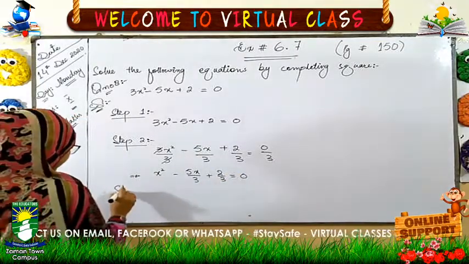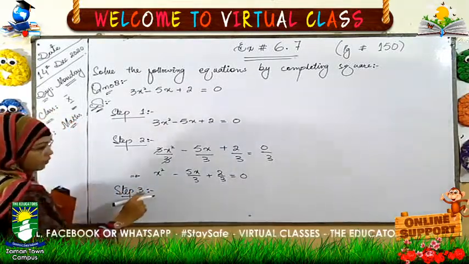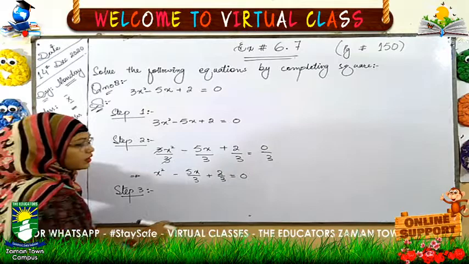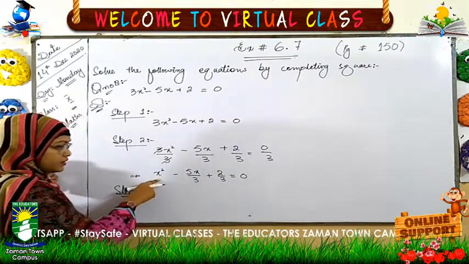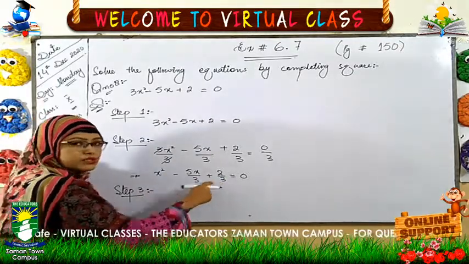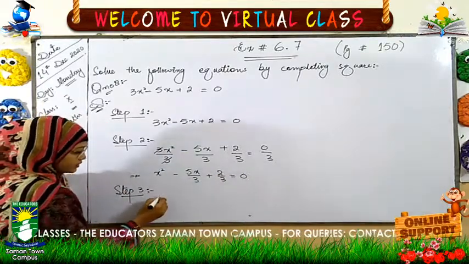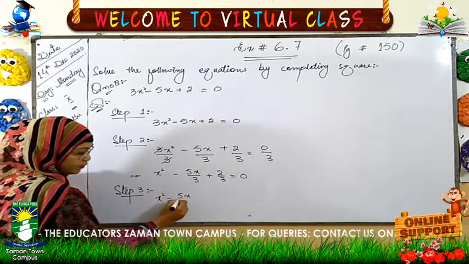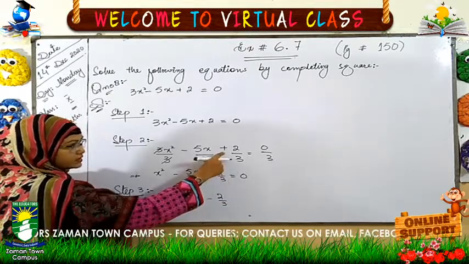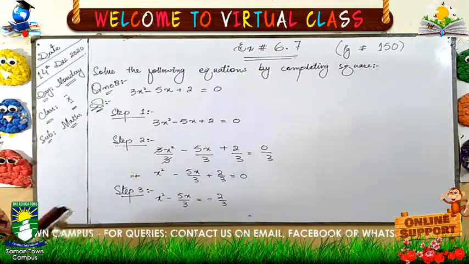Step 3: shifting the constant term to the right hand side. Constant term means the term which does not have the variable. We have the first term as x square, the second term with variable x, and the last term 2 upon 3, which is a constant. So we will shift this constant to the opposite side of equality. x square minus 5x upon 3 is equal to minus 2 upon 3. As it is plus 2 upon 3, when we shift it to the opposite side, it becomes minus 2 upon 3.